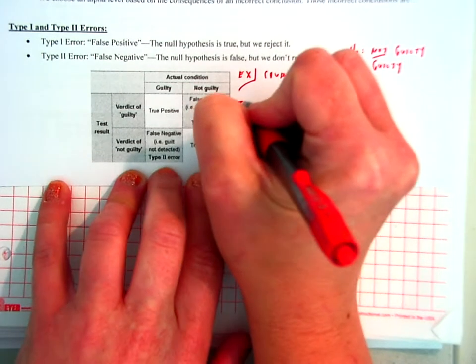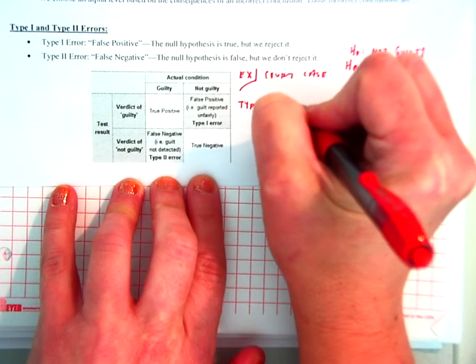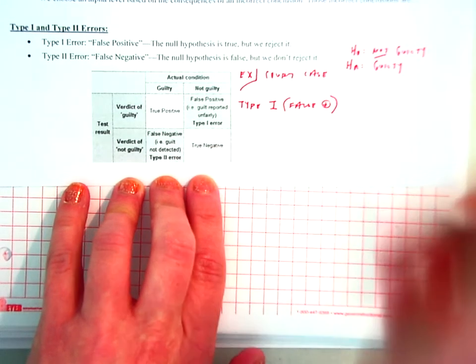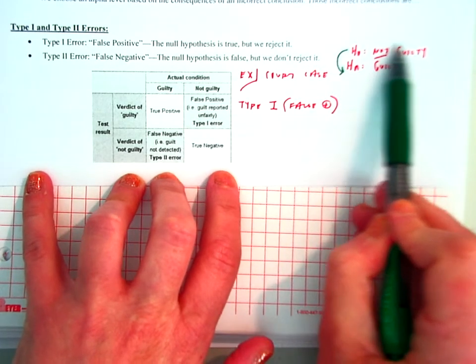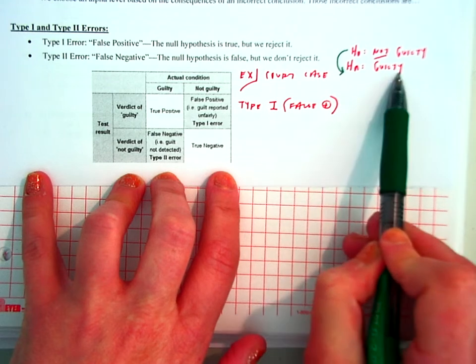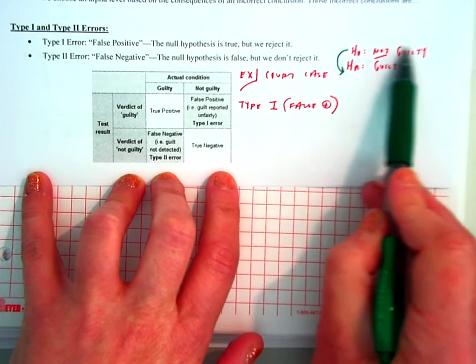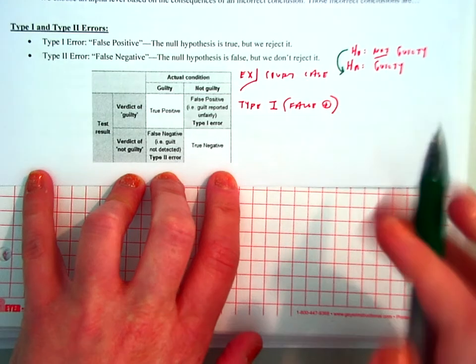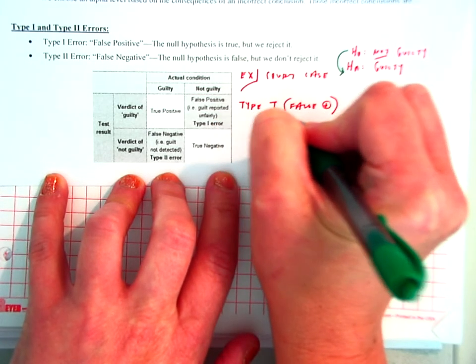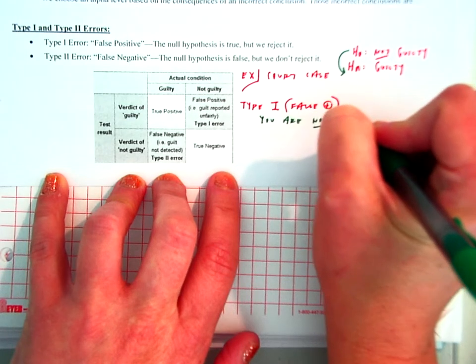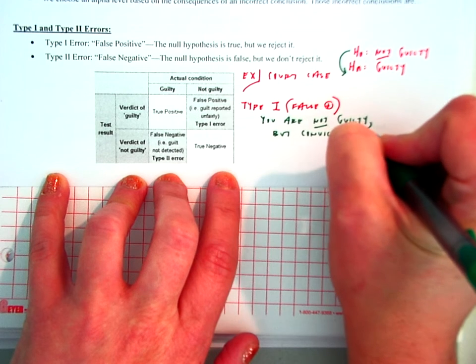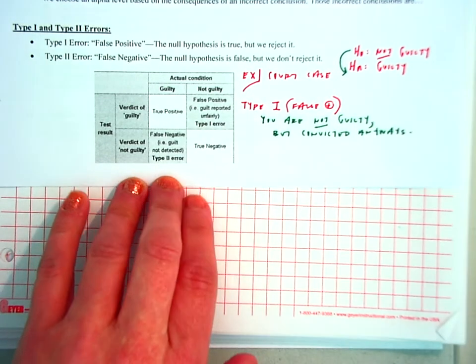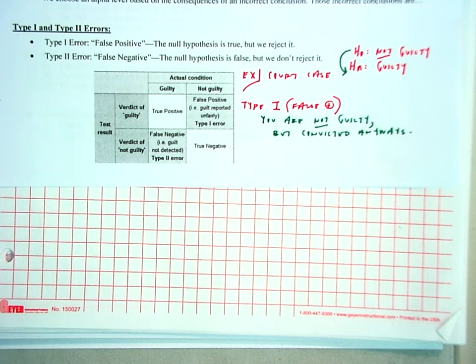So if I'm thinking of a type 1 error, that's our false positive. This is how I like to visualize it. I'm going to draw an arrow here to here. This is the truth, but this is what we actually found. That's our false positive. So you are actually not guilty, but you were convicted anyways. You are not guilty, but you're still convicted. That's a false positive. You were falsely found guilty.